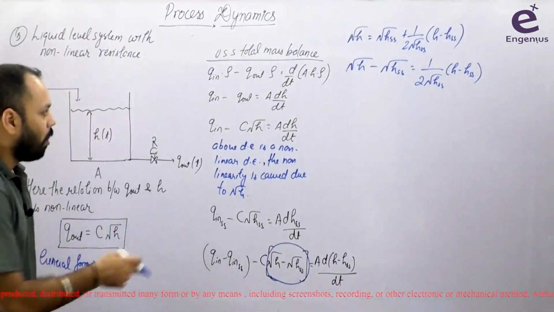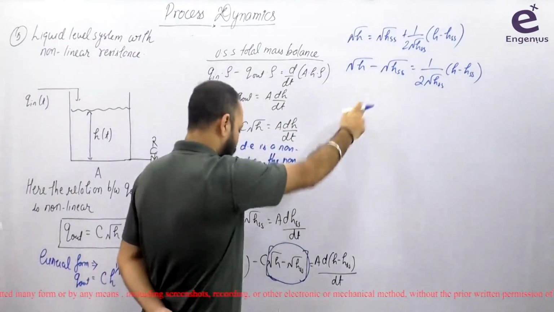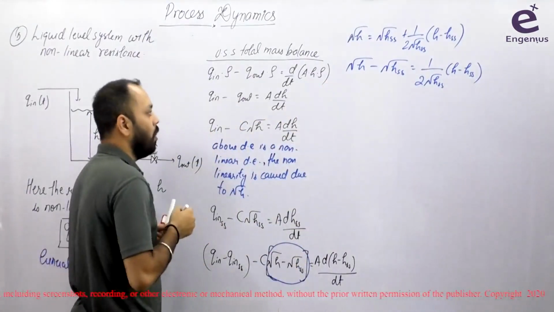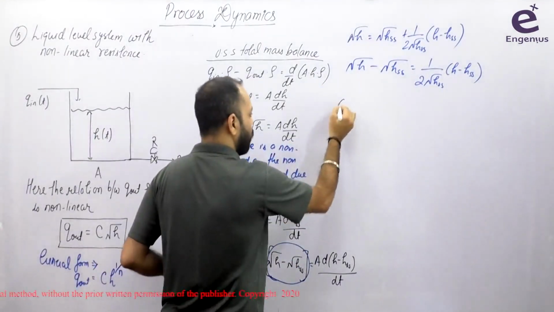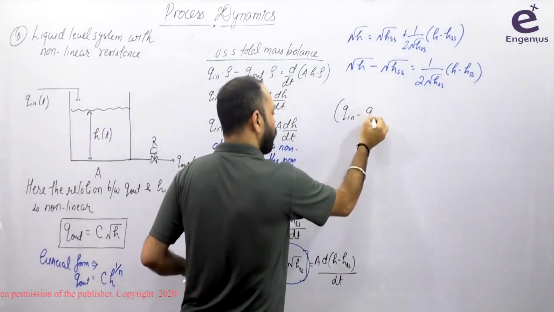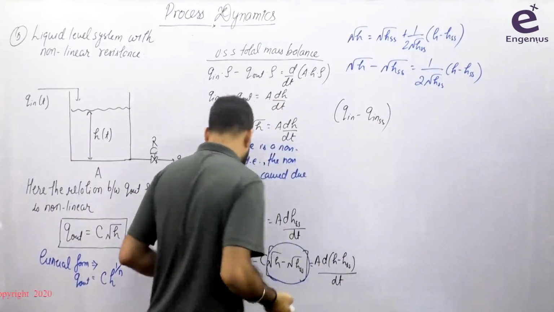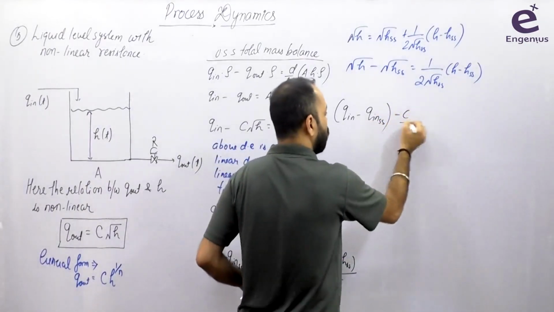Okay, so by using this Taylor expansion I can replace this term with 1 by 2 root of h ss multiplied by h minus hs. Now everything is fine. Now, whatever difficulty was there due to the non-linear term, now that has been removed.